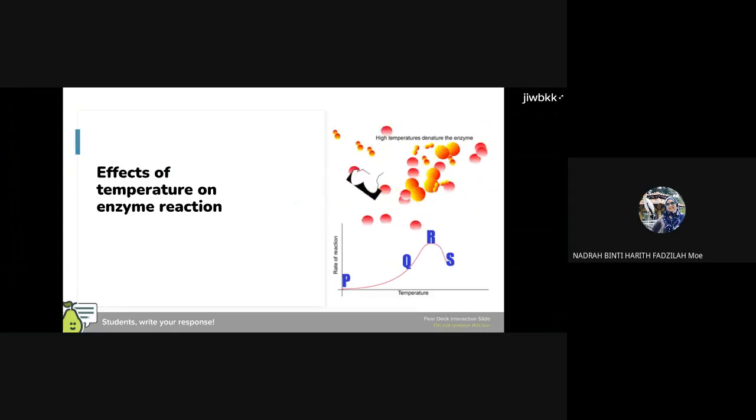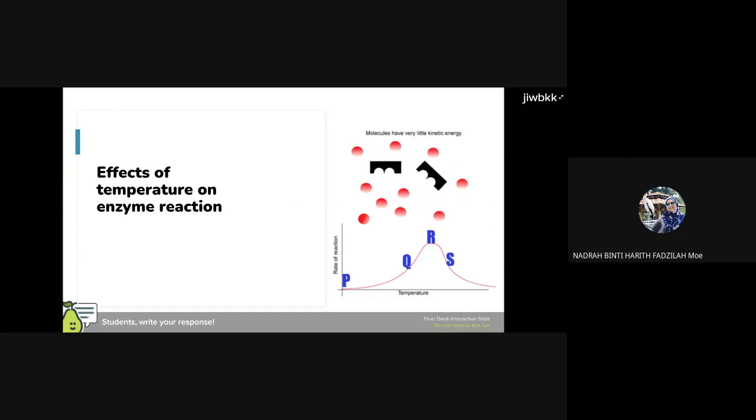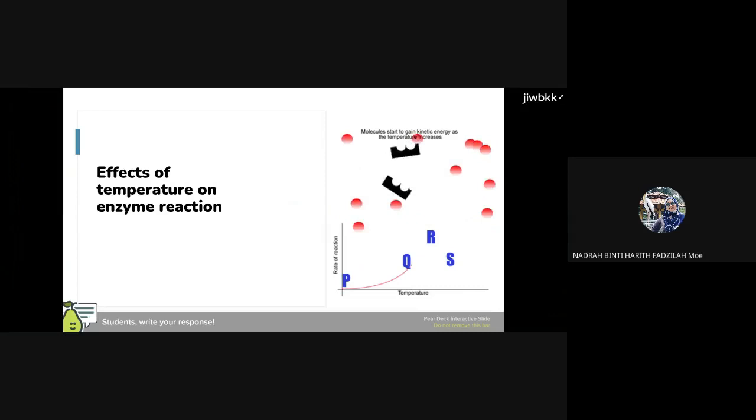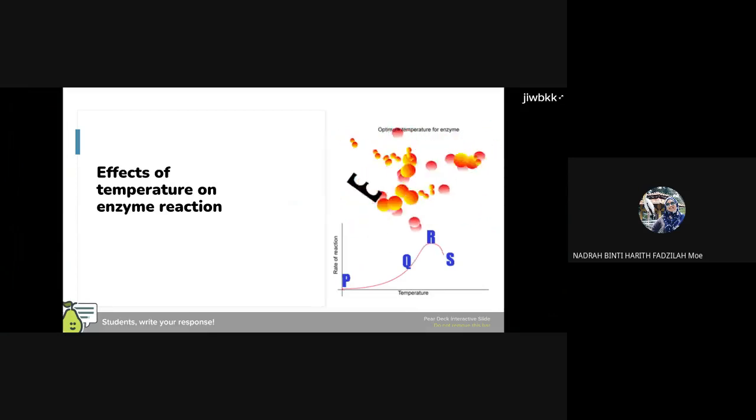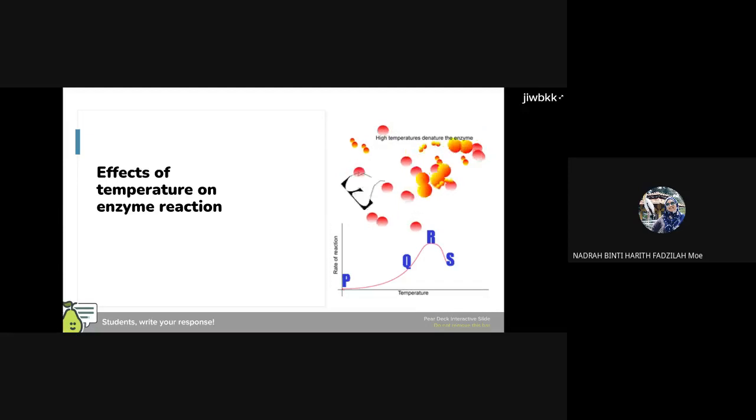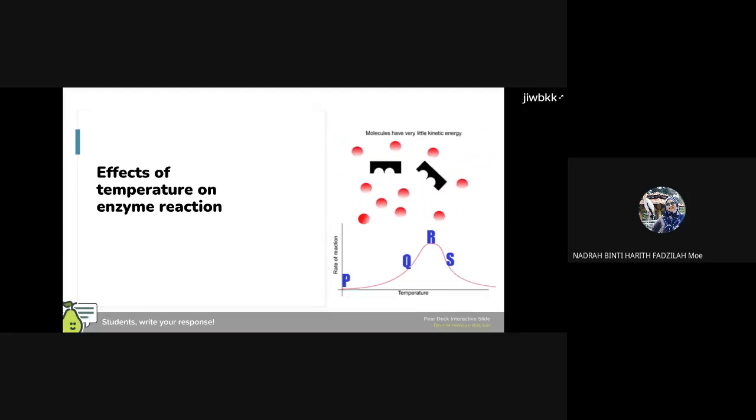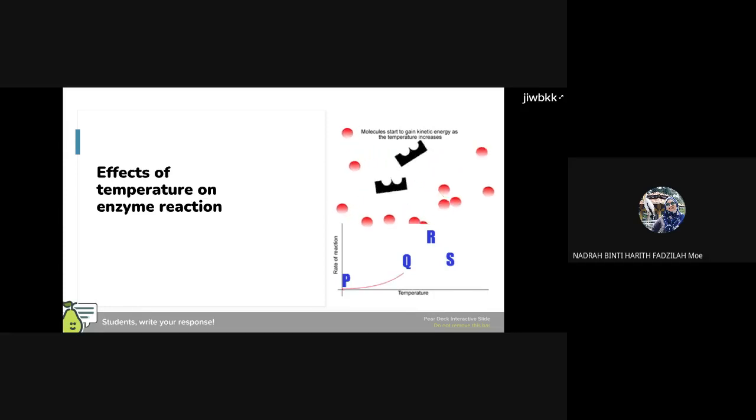So, as you can see, okay, dekat S, enzyme dah denatured. And then, tak adalah tindak balas berlaku. Okay, mula-mula P sampai Q. Okay, bila dekat point Q tu, makin cepat pergerakan dia. Makin tinggi effective collision. However, at S, enzyme has denatured, and at 60 degrees Celsius, no enzyme retain its active site, so no enzyme substrate complex can be formed.